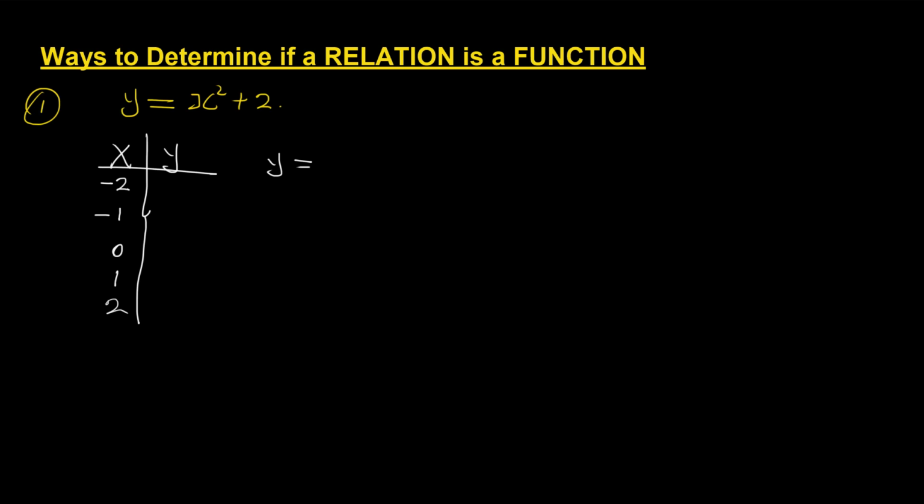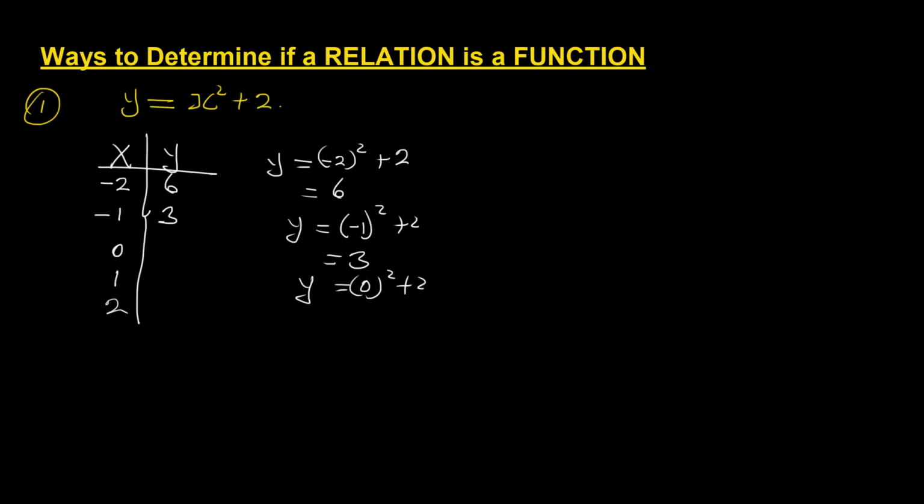So y will be equal to negative 2 squared plus 2. That gives us negative 2 squared is 4, plus 2 is 6. So we get here 6. We put in x equals negative 1: negative 1 squared plus 2 gives us 3. So we have 3 here. If we put in 0, we have 0 squared plus 2, and that gives us 2. The next is y equals 1 squared plus 2. That gives us 3. And the last one is y equals 2 squared plus 2. This gives us 4 plus 2, and it's equal to 6.